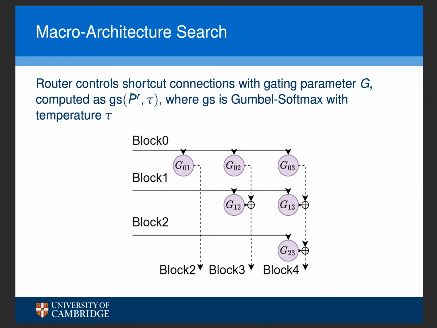What's interesting is we also have this thing called macro architecture search. Now we have a router that's controlling how shortcut connections should be placed, and each shortcut connection has a gating parameter G. We use Gumbel softmax with a temperature tau to control the randomness during the training procedure. We find this quite important because at the start, you want random exploration, but then it should slowly gain knowledge, and the randomness should decrease as the training proceeds. The details of this design are also in our paper.